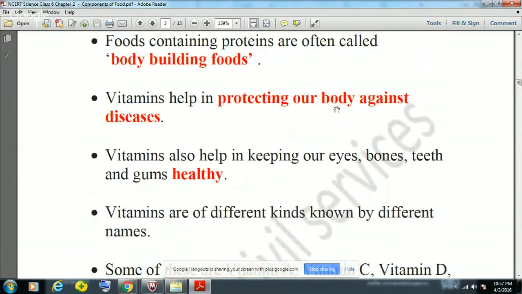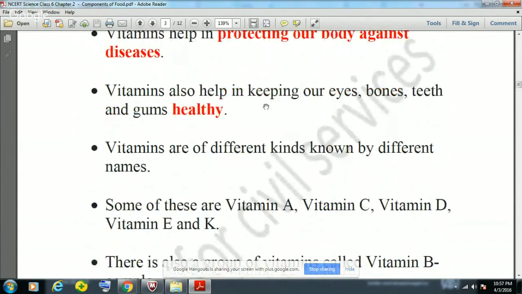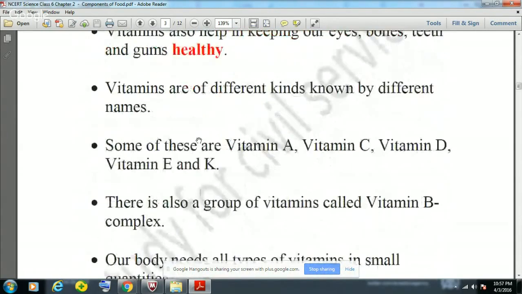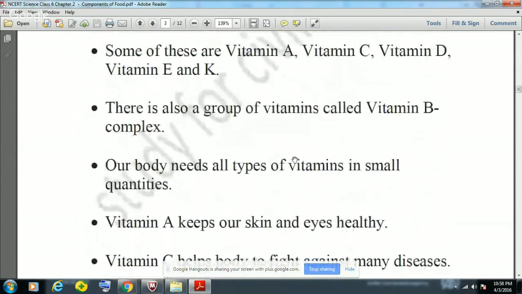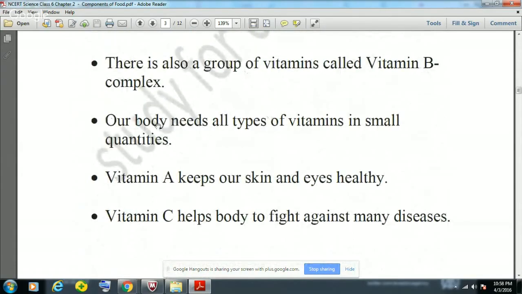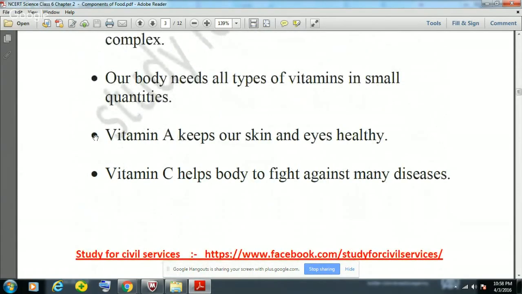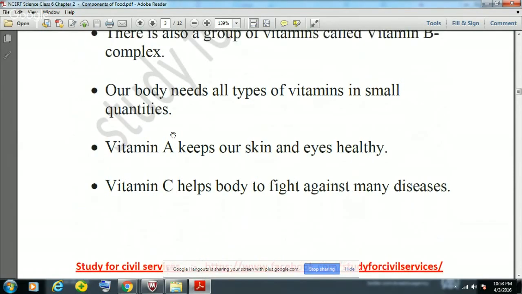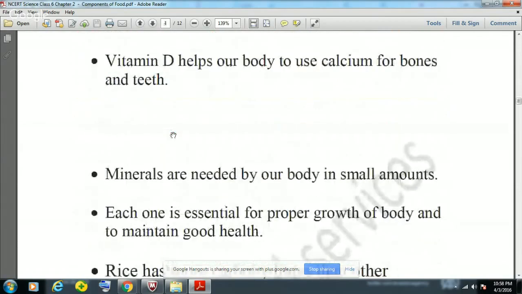Vitamins also help in protecting our body against diseases, so vitamins are also needed by the body, and vitamins help in keeping our eyes, bones, teeth, and gums healthy. There are various types of vitamins like A, C, D, E, K, and also a group of vitamins like B complex. Our body needs all types of vitamins in small quantities. Vitamins are very important for the body. Like vitamin A keeps our skin and eyes healthy. Vitamin C helps the body to fight against many diseases. Vitamin D helps our body to use calcium for bones and teeth.